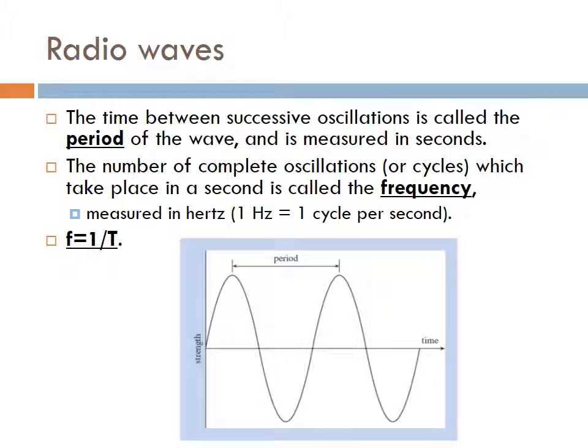The time between successive oscillations of the radio wave is called the period of the wave and is measured in seconds. The number of complete oscillations which take place in a second is called the frequency. So as usual, the frequency is the inverse of the period. When we say we have 2 cycles per second, it is as if we are saying the duration of a cycle is half a second. So both period and frequency are inverse to each other.